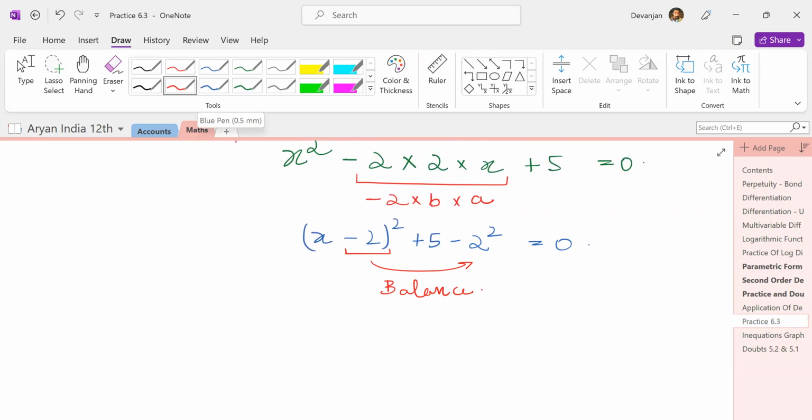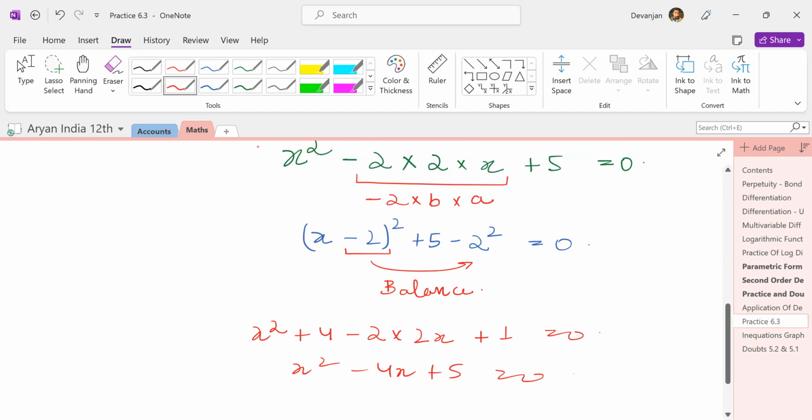Now, if you open up this equation, you will get x square plus 4 minus 2 into 2x plus, how much will this be? This will become 1, no? 1 equal to 0. Now you see, you will get x square minus 4x plus 5 equal to 0, which is the original equation.